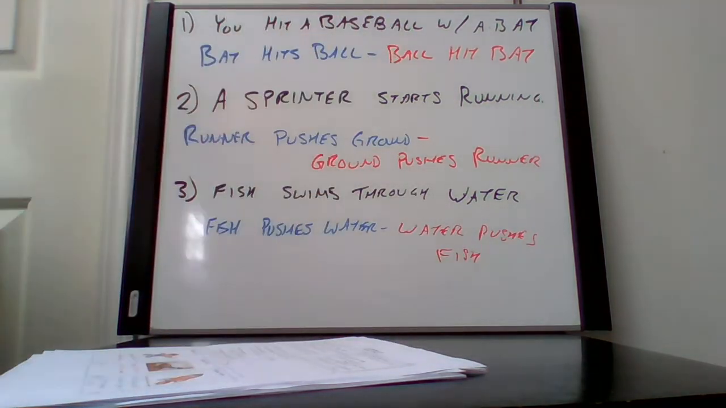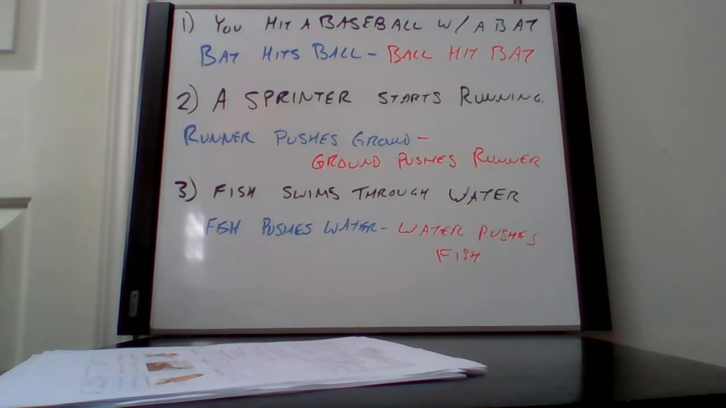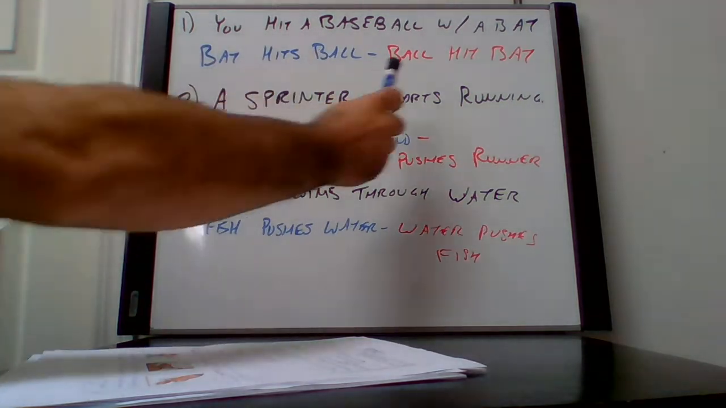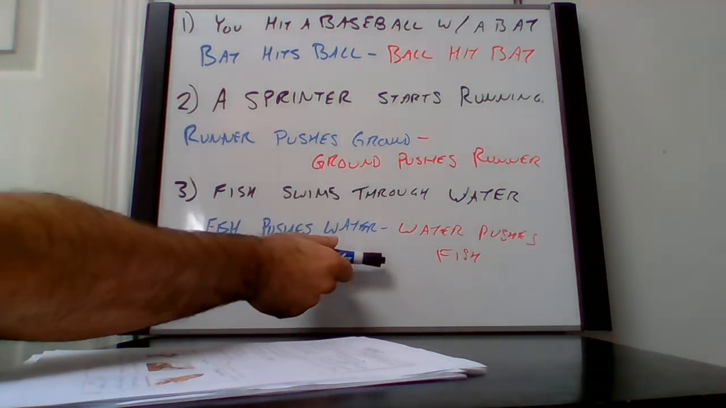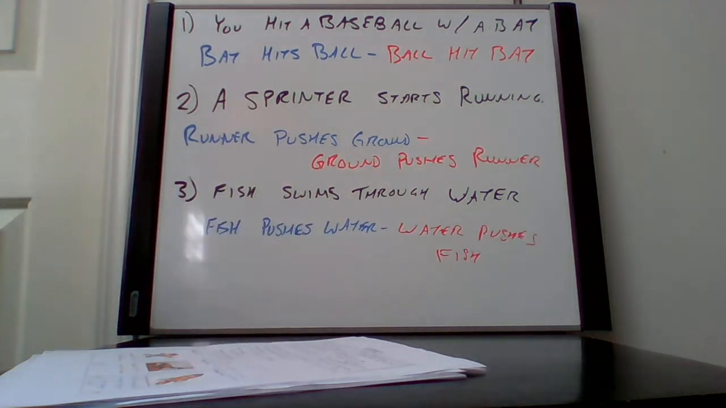In each one of these situations, we have this interaction, this action-reaction force pair. The bat is hitting the ball, at the same time the ball is hitting the bat. The runner is pushing off the ground, and the ground is pushing back on the runner. The fish pushes through the water, and the water pushes the fish. All of these are in opposite directions. The magnitudes are the same, but they're all happening in opposite directions. Hopefully that helps with these first couple examples.